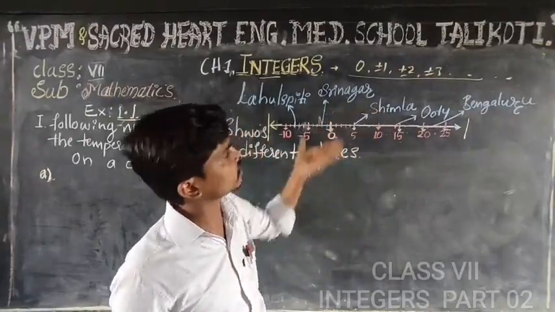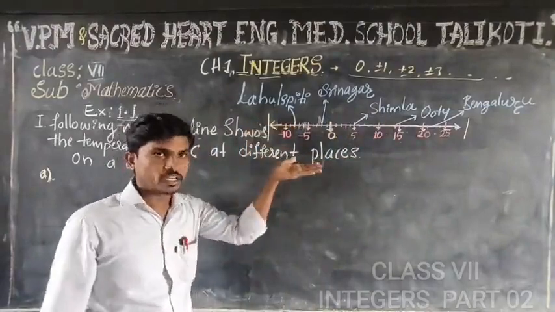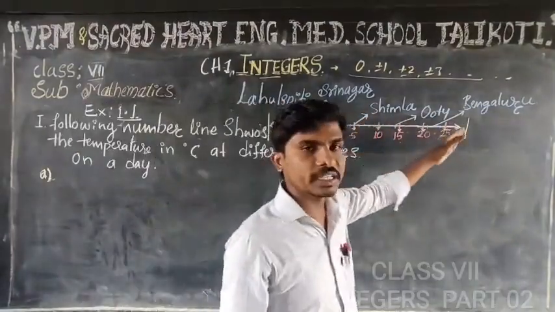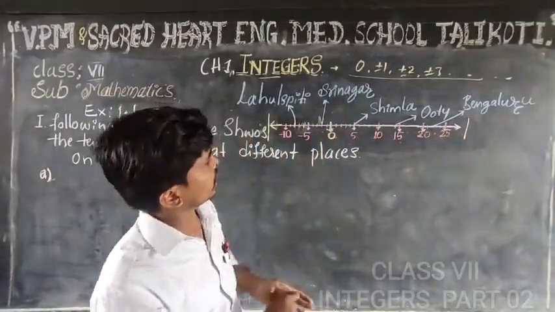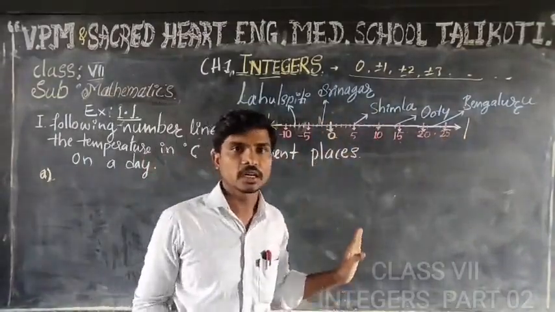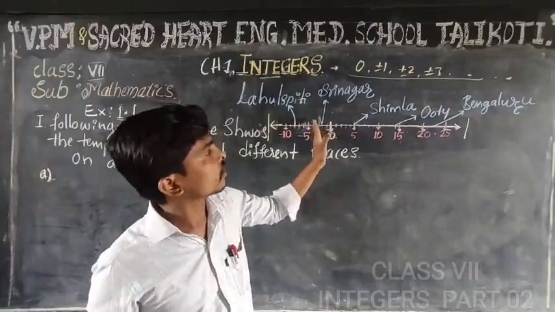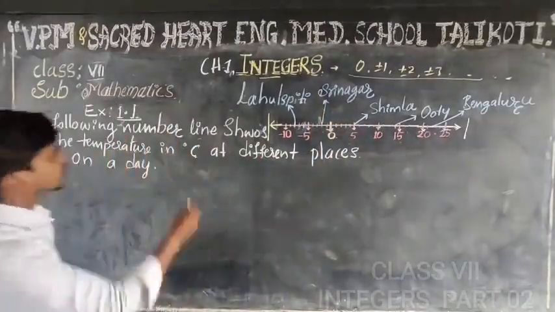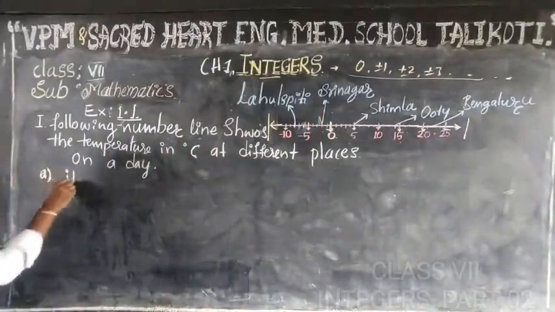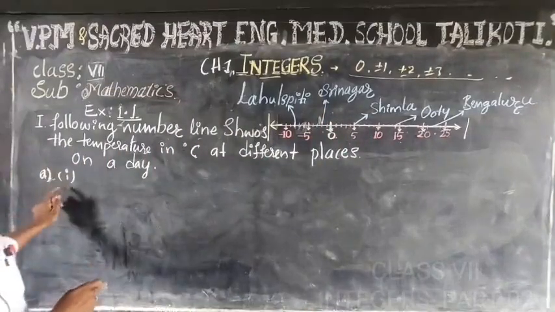Now coming to our answer. I will write the names of these cities on the board, and by observing, we are writing exactly what degree Celsius temperature each city has. Okay, coming to the first one. Yes, on the number line, which is the first one? I think this is visible on the board.